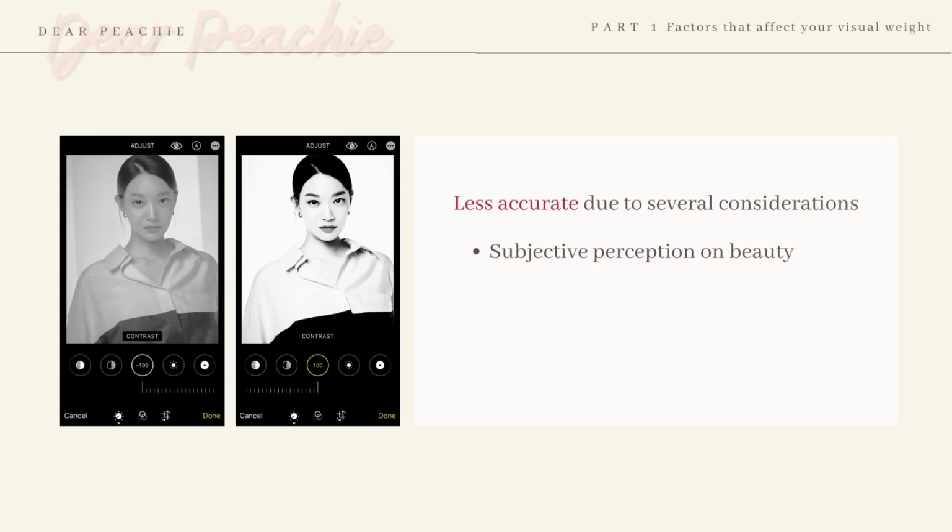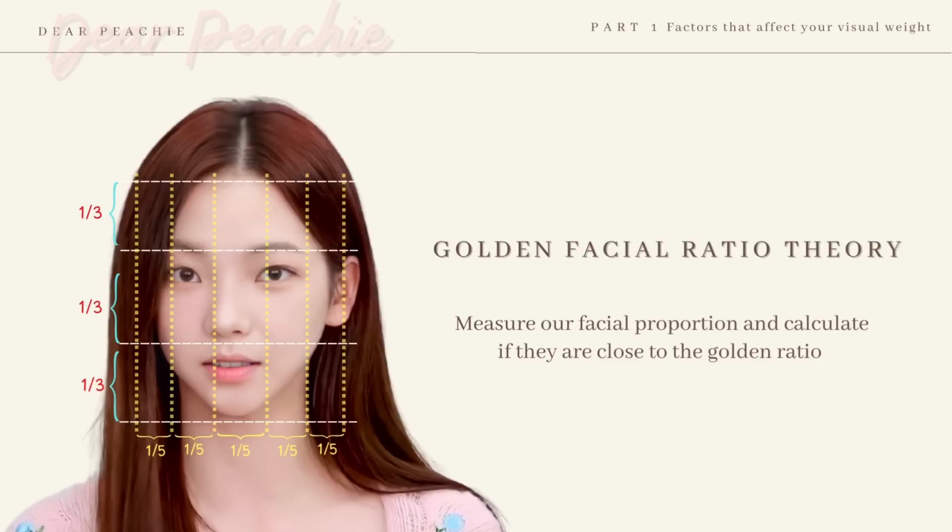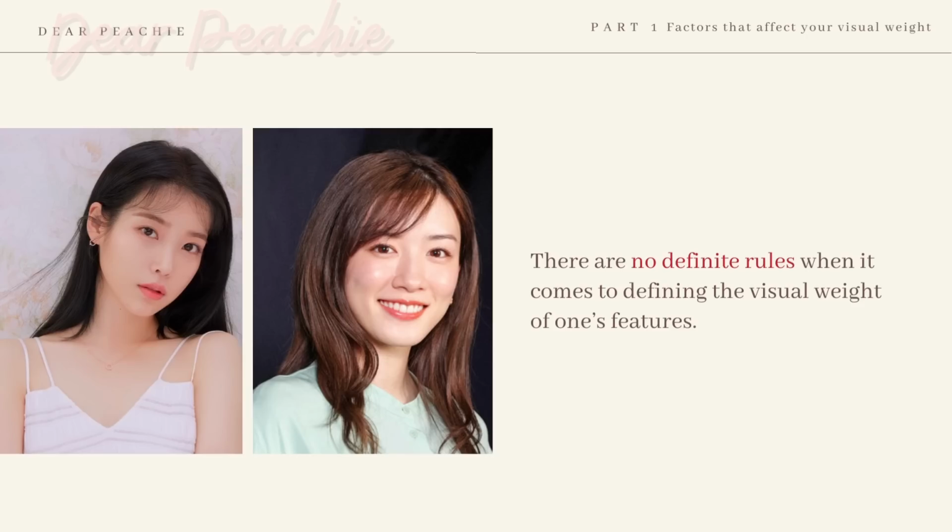The subjective perception on beauty might affect the accuracy of our judgment. Besides that, it can also be easily affected by the direction and intensity of the lighting, or even the makeup worn when the picture was taken. This is very much different from the golden facial ratio theory, where we can measure our facial proportion and calculate if they are close to the golden ratio. There are no definite rules when it comes to defining the visual weight of one's features.